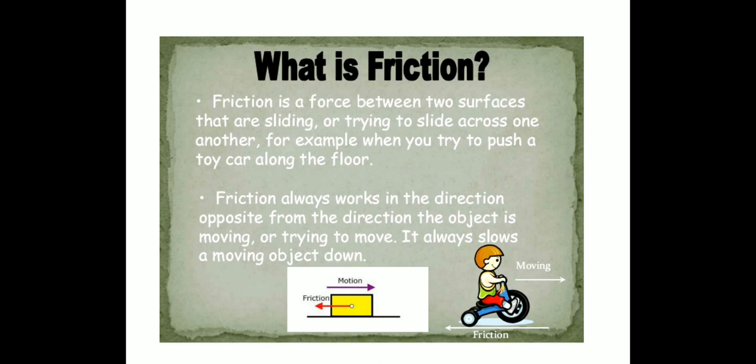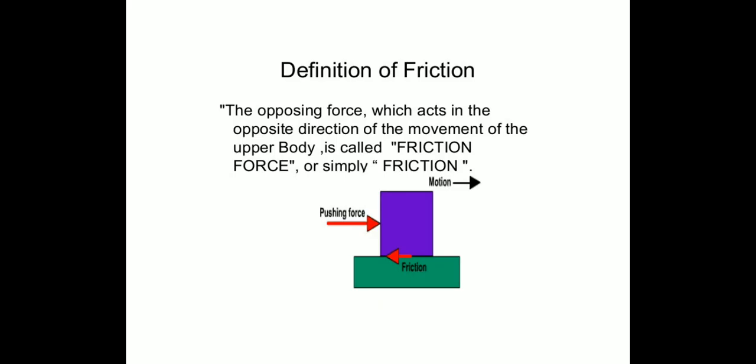What is friction? Friction is a force between two surfaces that are sliding or trying to slide across one another. For example, when you try to push a toy car along the floor. Friction always works in the direction opposite from the direction of the object which is moving or trying to move. It always slows a moving object down. You can see from the image, the motion is acting in the forward direction, so the friction will be happening in the opposite direction of motion.